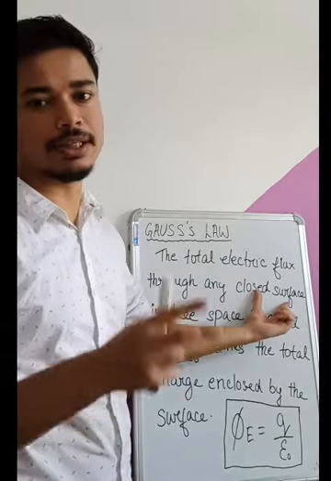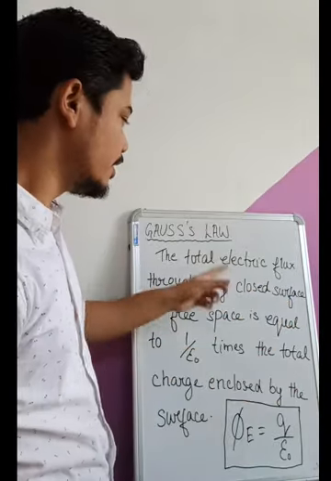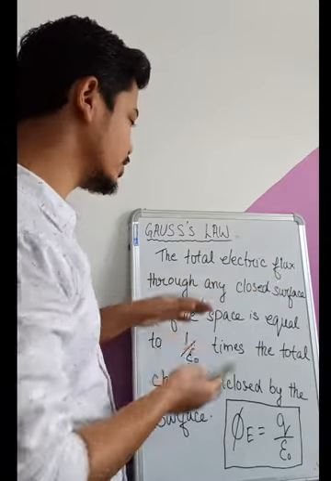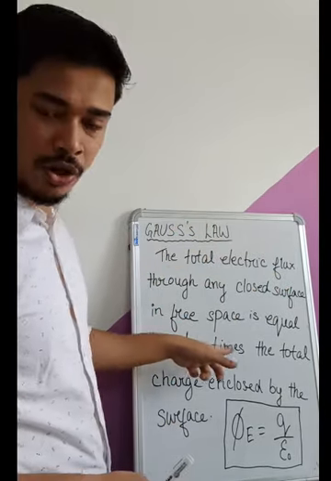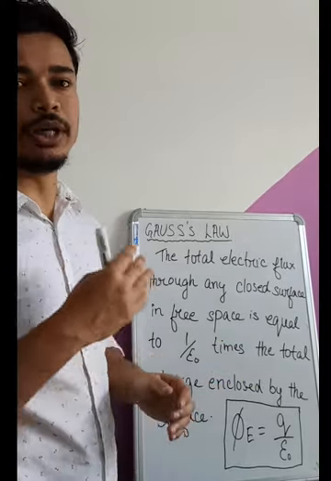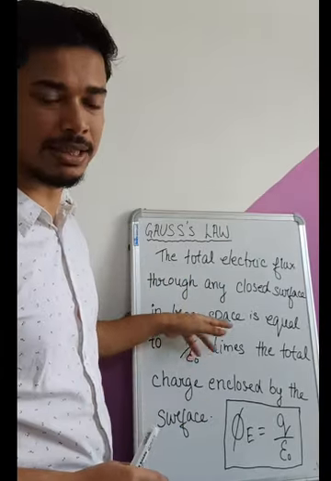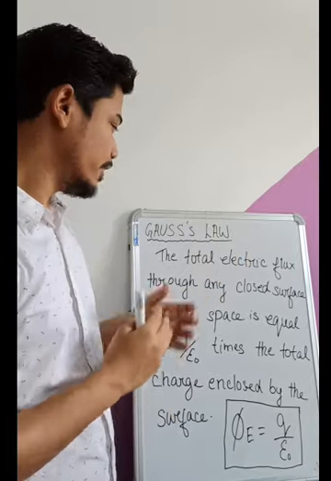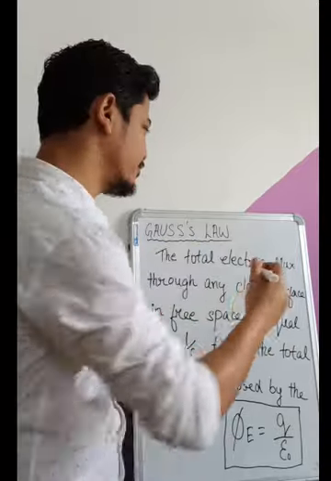A closed surface means a three-dimensional surface which is closed from all sides. For the closed surface, we are going to calculate the total electric flux in Gauss law. And what is its value? It is 1 by epsilon naught times the total charge enclosed by the surface. We have written here in free space, and free space means either air or vacuum. So we consider the surface to be S.